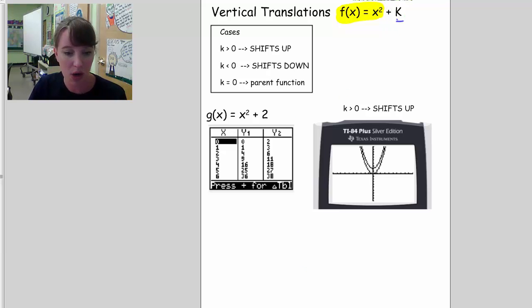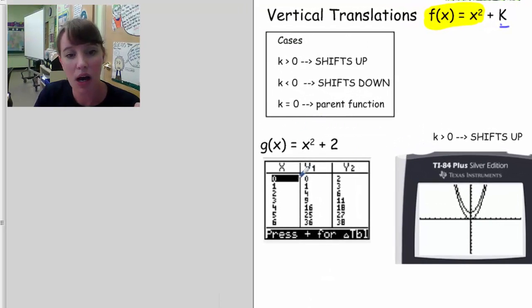So you'll see here, what I've done is I've graphed this g of x, which is x squared plus 2. And what you'll notice, this is the original function here, right? We went from 0, 1, 4, 9, 16, 25, 36. And what I've done is I've just taken all the original outputs, which is here in this column, and I've just added 2 to them. So instead of 0, we get 2. Instead of 1, we get 3. So I've just added 2 to all of these outputs, because that's what this says right here. After you square the x, then you add 2 to it.